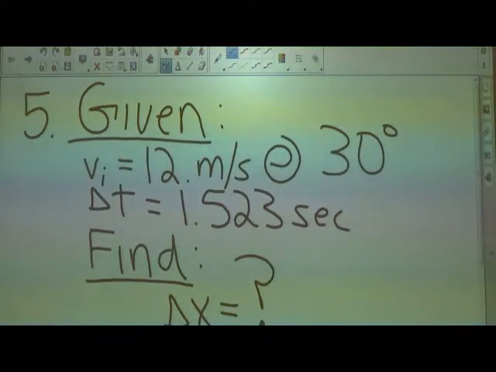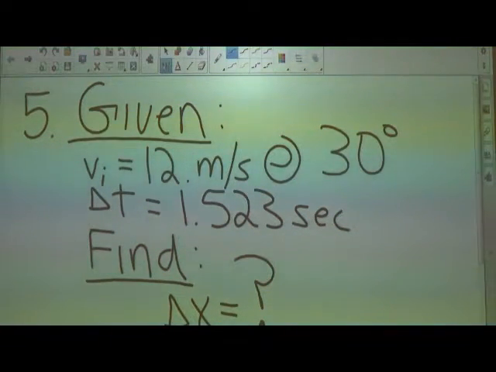Okay, hopefully you were writing down that the givens are the initial velocity vector. The vector, remember, is 12 meters per second at 33 degrees. You were also given time at 1.523 seconds. Now, you want to find displacement in the x direction. So, you want to now think of what formulas you know that have displacement, time, and velocity.